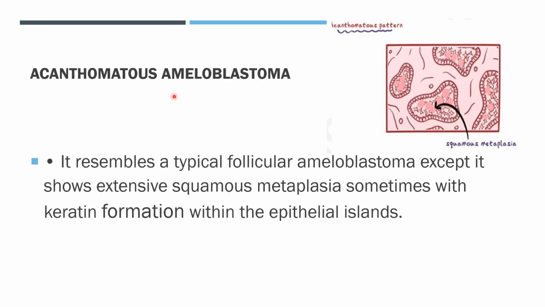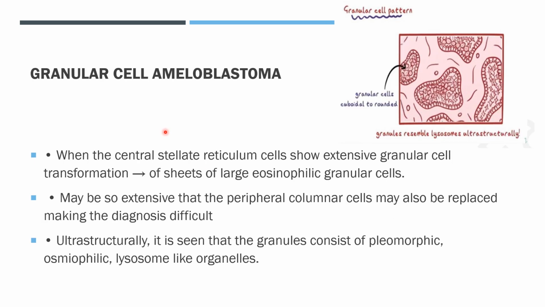Coming to the next type, that is acanthomatous ameloblastoma. It resembles the typical follicular ameloblastoma except it shows extensive squamous metaplasia, sometimes with keratin formation within the epithelial islands. So in acanthomatous ameloblastoma we can see the unique criteria, that is keratin formation, and sometimes there is extensive squamous metaplasia.